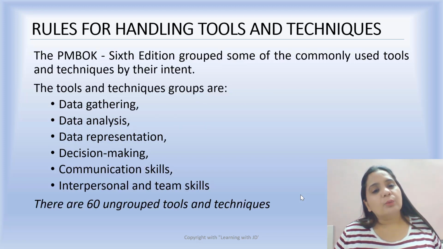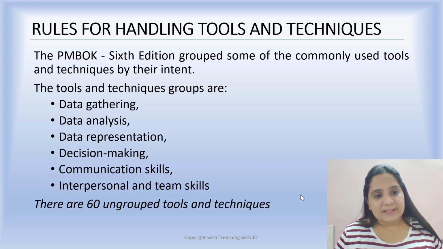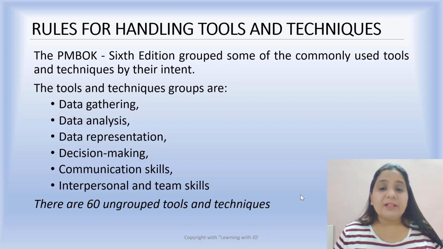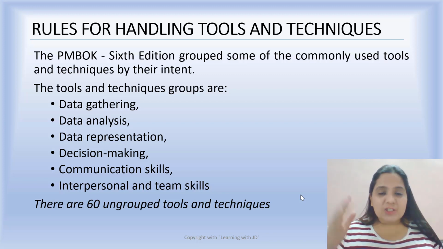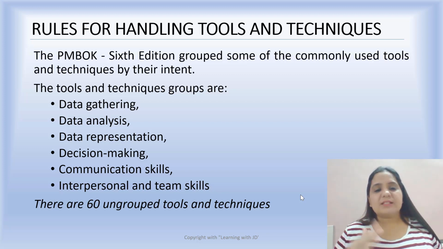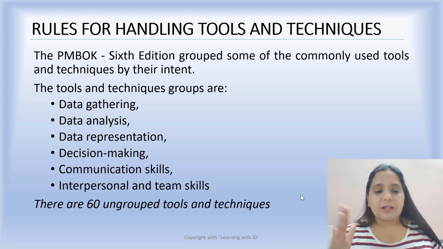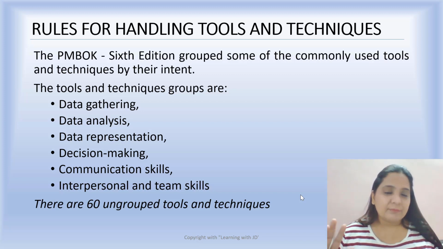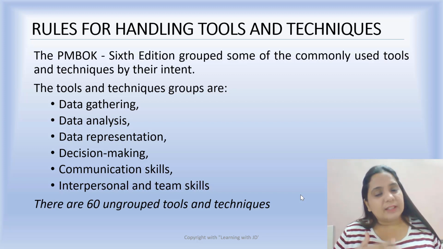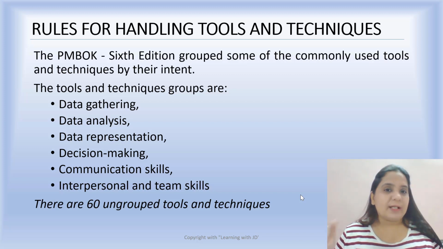Now let's see what the rules are for handling tools and techniques. What PMBOK 6th edition has done is group some of the commonly used tools and techniques by their intent, by the way of doing it. The tools and techniques are gathered majorly into the top six categories. Apart from these 6 groups, there are 60 other ungrouped tools and techniques which are often used across your process management. Let's see all of them in detail.